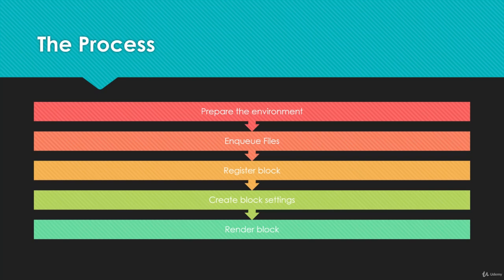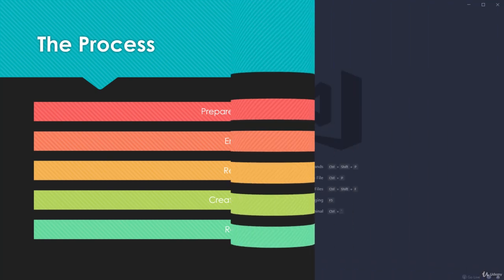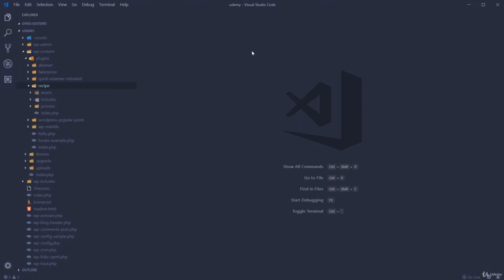Once you've taken care of that, you will need to create the settings for your block. This includes stuff like the title, icon, and form fields. Lastly, you will need to tell Gutenberg how it should display your block. Now that we have an overview of things, let's start with the first step. That would be preparing the environment.